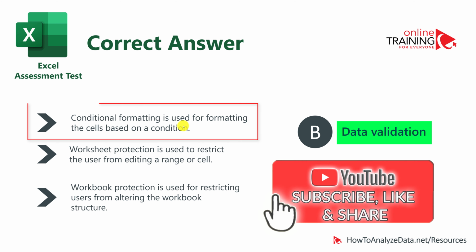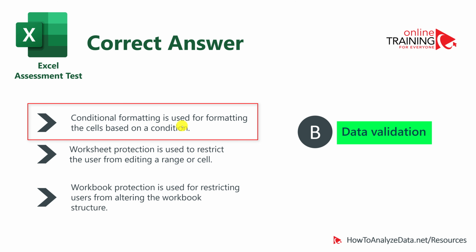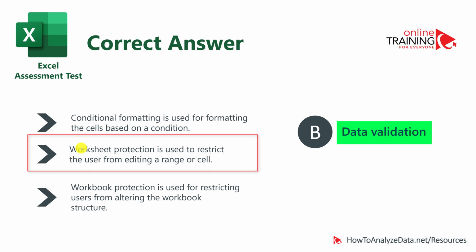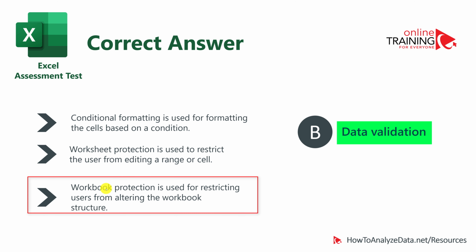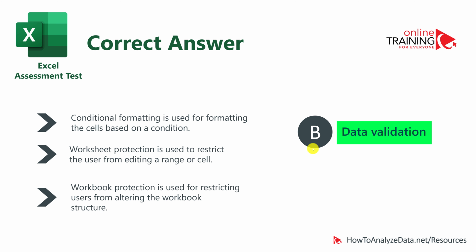you. Like conditional formatting is used to format cells based on a specific condition. Worksheet protection is used to restrict users from editing a range or a cell. And then workbook protection is used for restricting users from altering the workbook structure. So B is the correct choice. Hopefully you've got this one right.